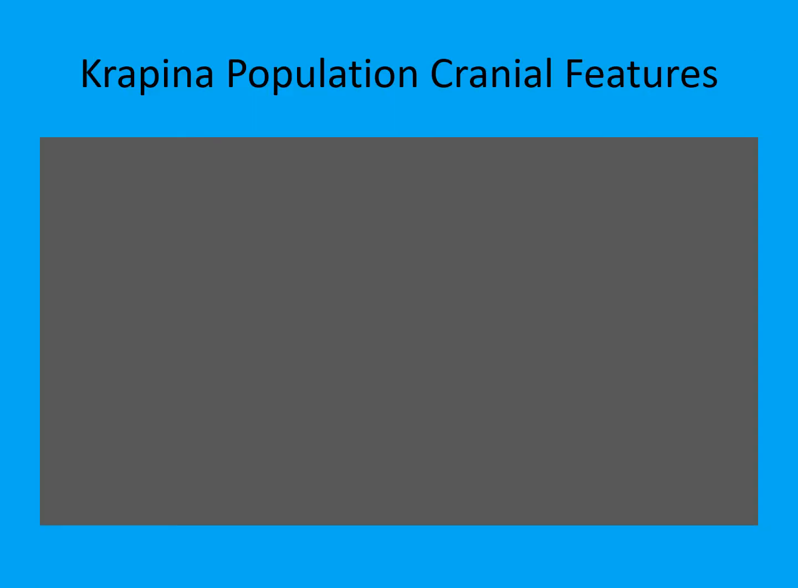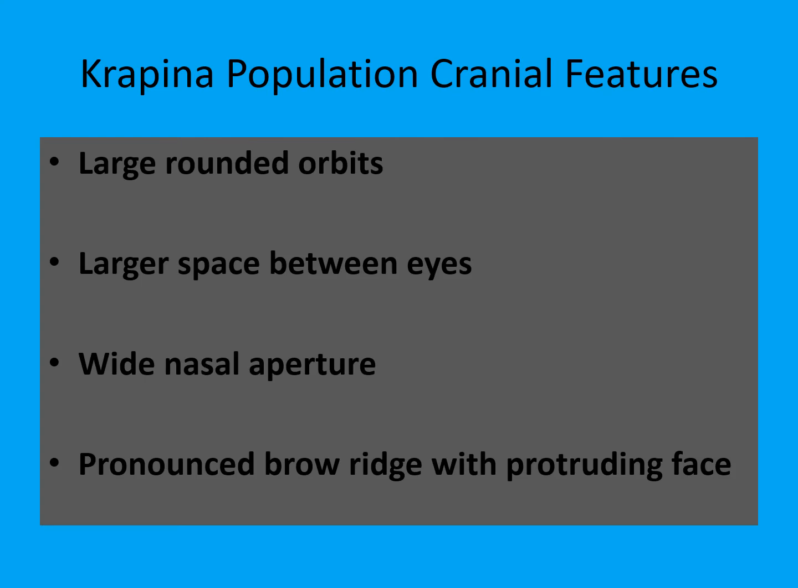So if we look at the cranial features of the Krapina population, they had very large rounded orbits. They had larger spaces between their eyes, so less facial neoteny. They had a wider nasal aperture, so larger nose holes, and they had a pronounced brow ridge with a protruding face, so a little bit of facial prognathism.